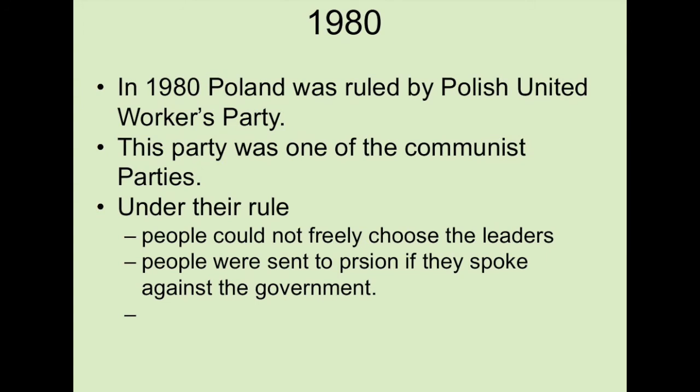Let's see the year 1980 in the country Poland. In which situation was Poland? In 1980, Poland was ruled by the Polish United Workers' Party. This party was one of the communist parties. Under their rule, people could not freely choose their leaders. People were sent to prison if they spoke against the government.